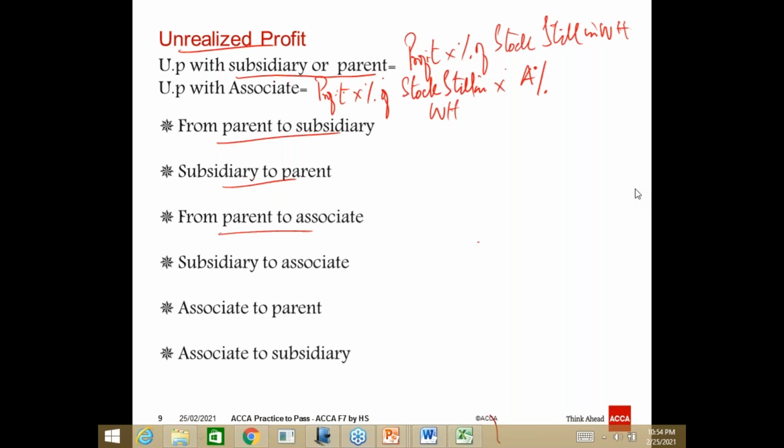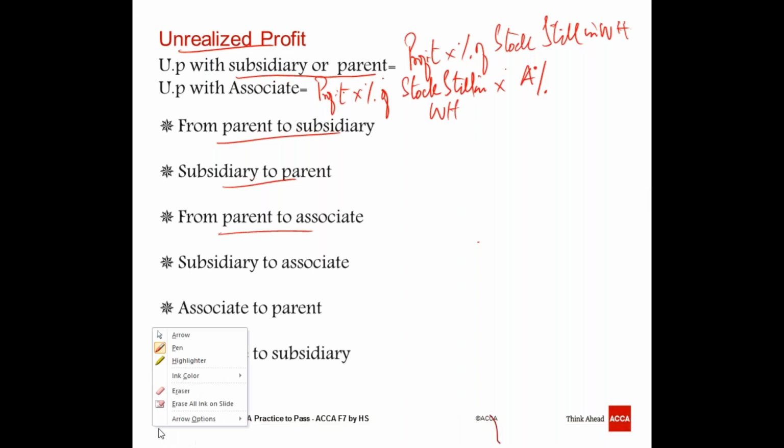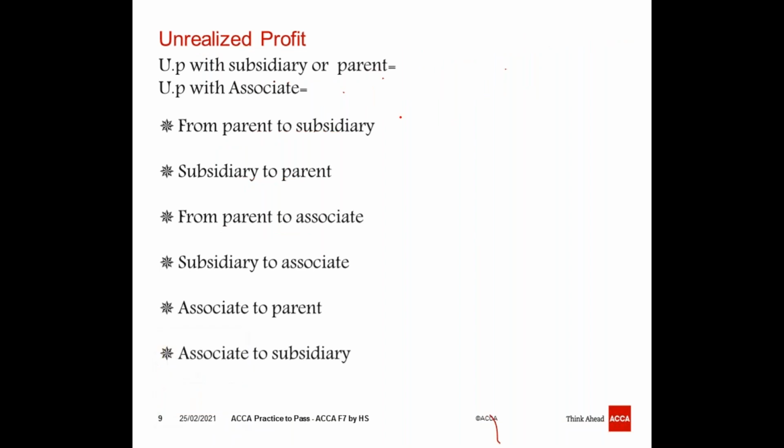WH means warehouse. Now, the first case is from the parent to subsidiary. If the parent company has earned the profit, the accounting entry will be retained earnings debit and stock credit. If the subsidiary company has sold, the accounting entry will be retained earnings and NCI debit and credit stock.